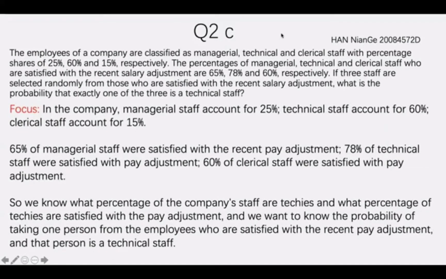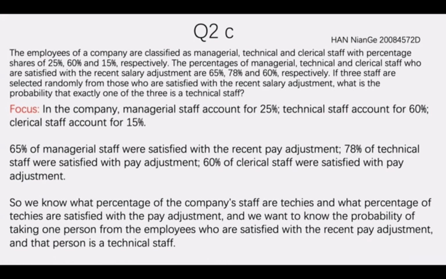Now let's see the question 2c. We should focus that in the company managerial staff accounts for 25%, and the technical staff accounts for 60%, and the clerical staff accounts for 15%. And 65% of managerial staff were satisfied with the recent pay adjustments. 78% of technical staff were satisfied with pay adjustments, and 60% of clerical staff were satisfied with pay adjustments.